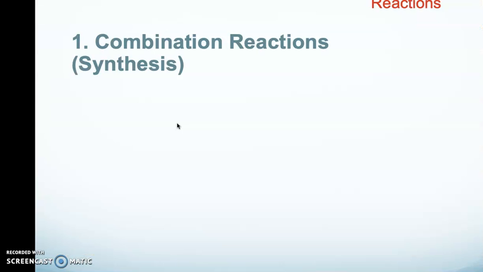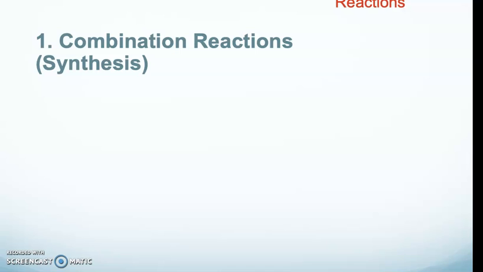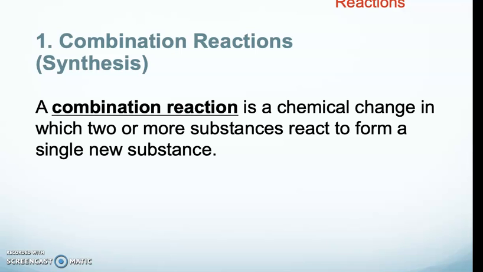The first one is called a combination or a synthesis reaction. There's 2 different types of terminology for it. So we're just going to look at that one first. A combination reaction is a chemical change in which 2 or more substances react to form a new single substance. So you're going to have 2 elements come together. You're going to have a metal and a non-metal coming together to form a compound.